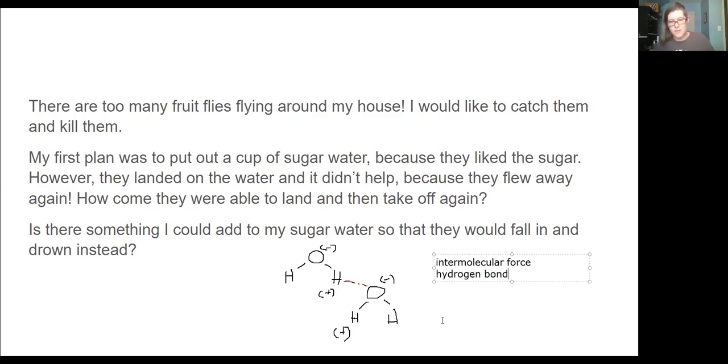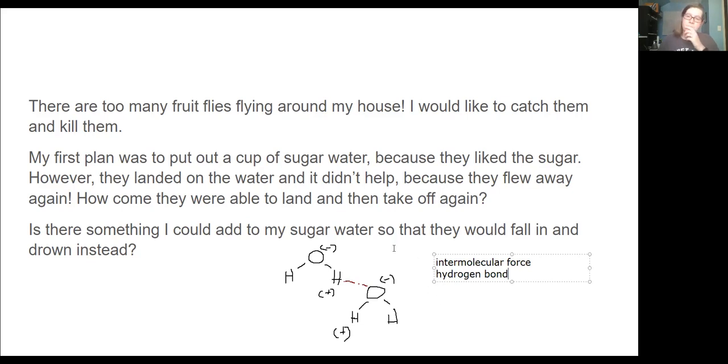It's not a bond, it's a force. Also, it doesn't have to be hydrogen, and not every hydrogen does this. So it's poorly named, but that's what it does. So it makes all of these cute little connections. The fly can sit on it, eat some sugar, and run away again. That does not help me. I want to kill the flies. So I want them to fall into the water. So I need to disrupt this network.